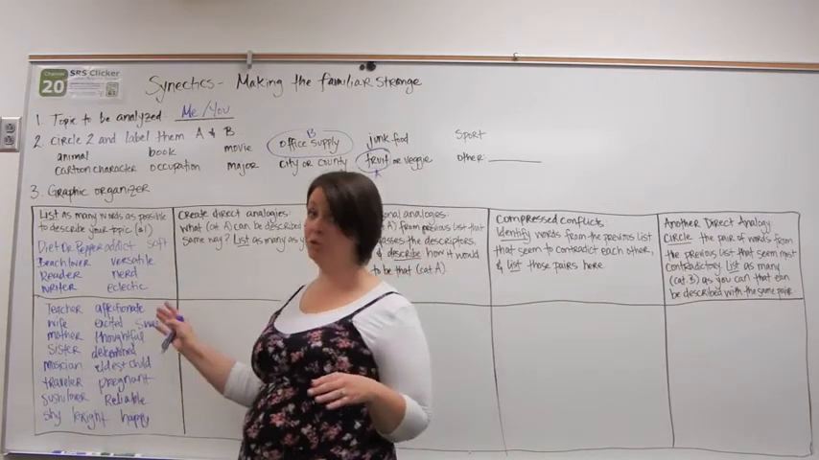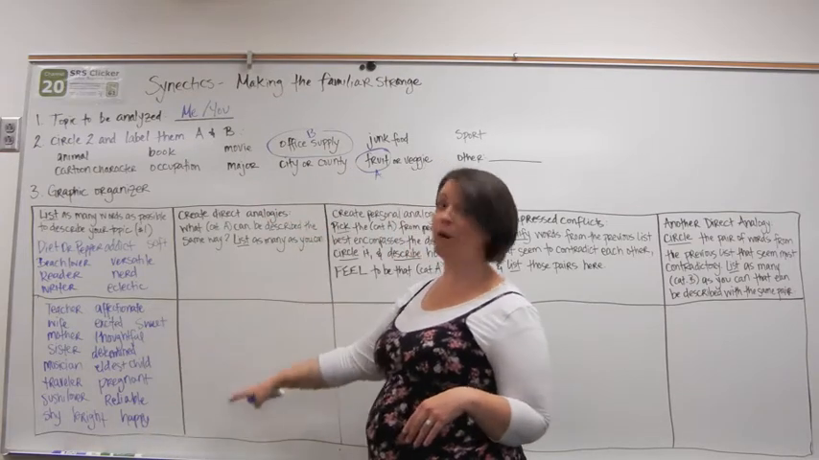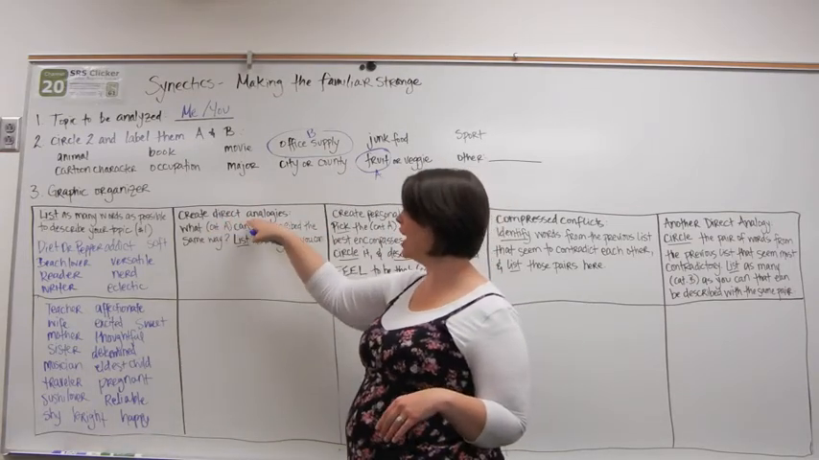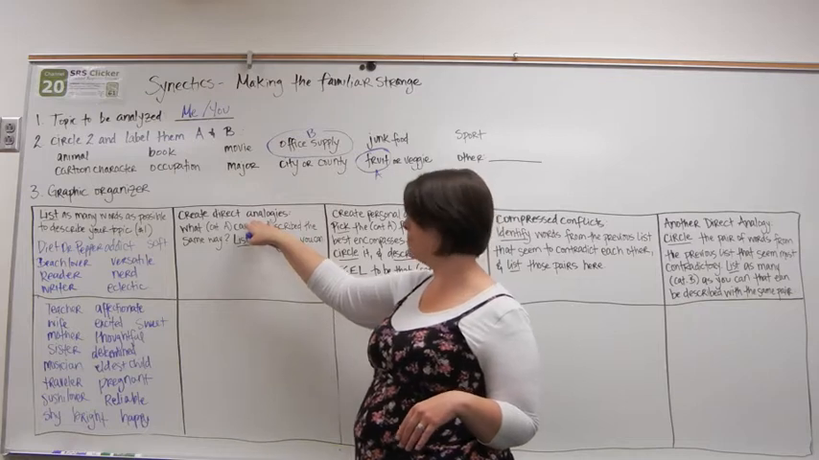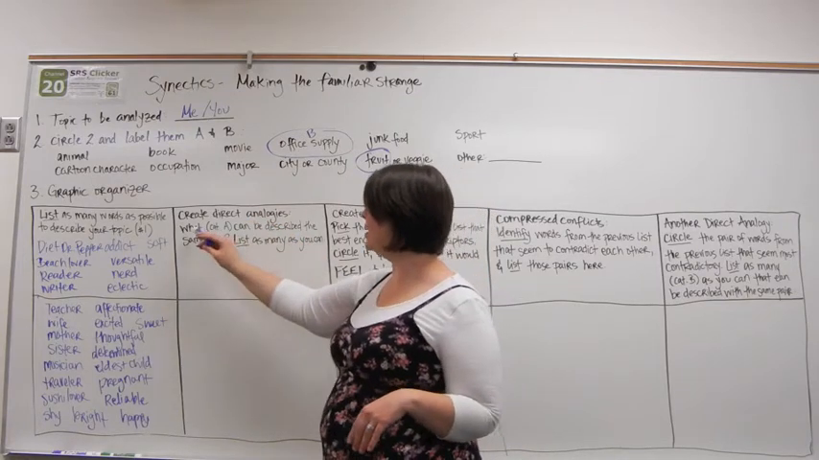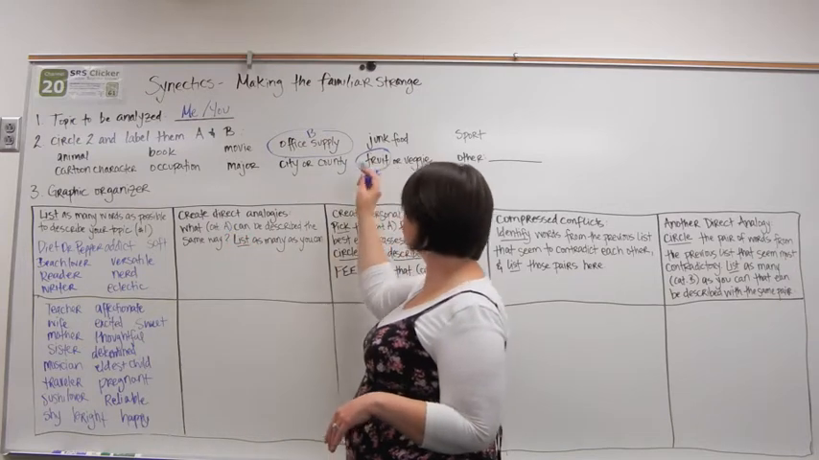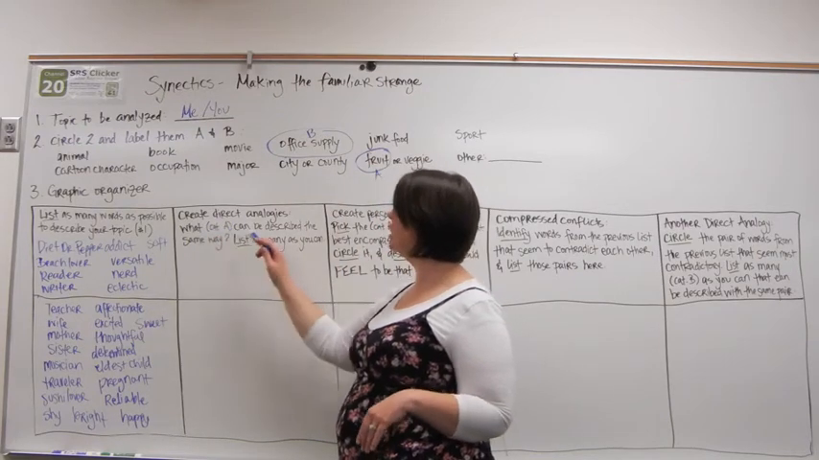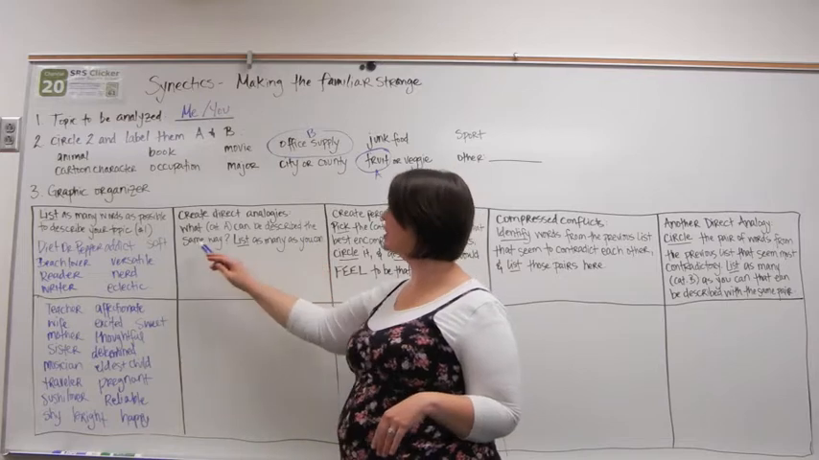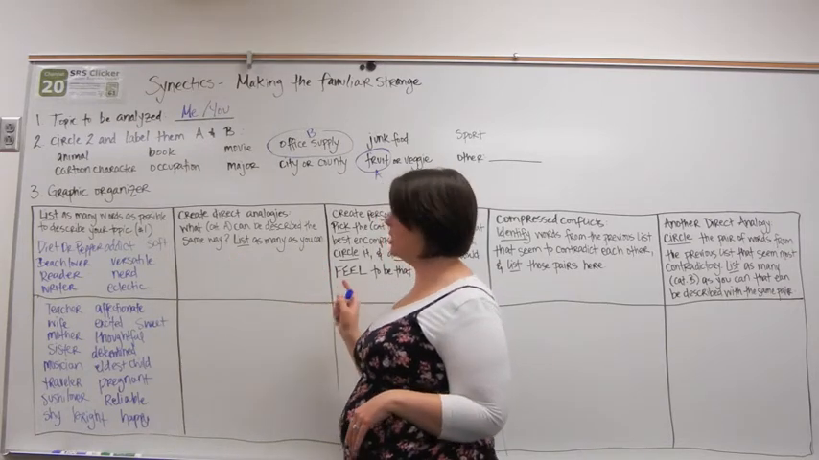So now we're going to move to the next column, where we will create direct analogies. Okay, so my category A was fruit. So what fruit can be described the same way? List as many as you can.